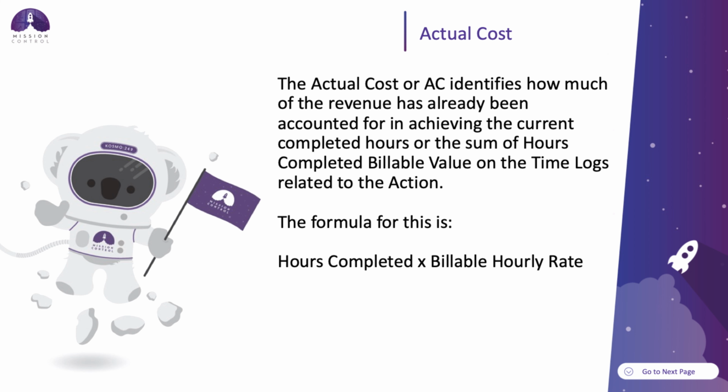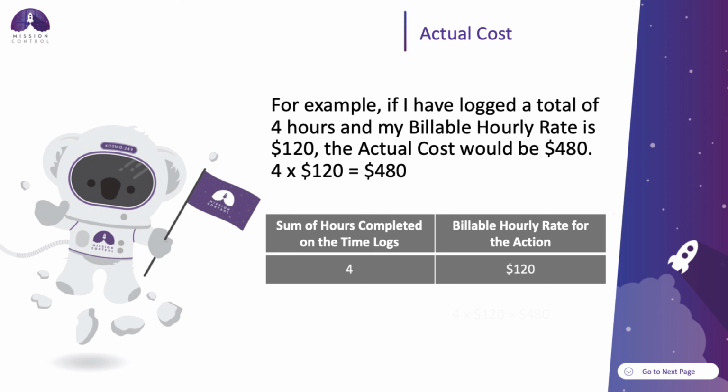Next, we have your actual cost. The actual cost, or AC, identifies how much of the revenue has already been accounted for in achieving the current completed hours, or the sum of hours completed billable value on your time logs that are relating to the action. The formula for this is hours completed times your billable hourly rate. For example, if I had logged a total of 4 hours and my billable hourly rate is $120, the actual cost would be $480.